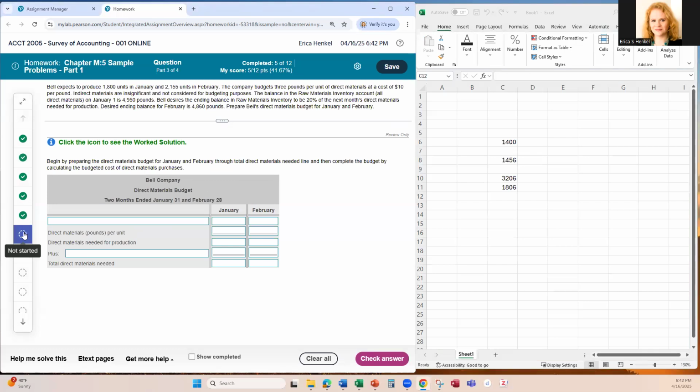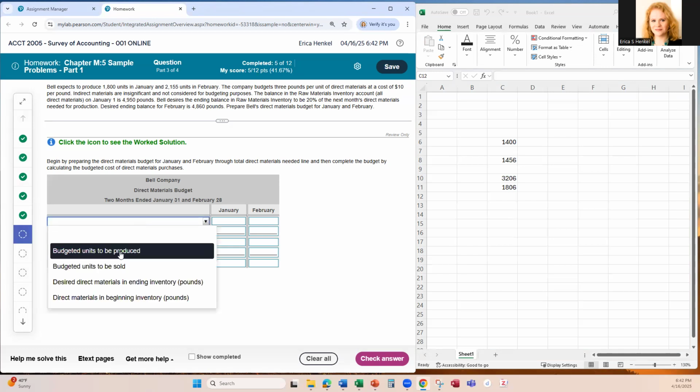Okay. So we're cruising through these here. For the next problem, we need to prepare a direct materials budget. So we need to incorporate how many units we're going to be producing, and we need to take that and multiply it out times the number of units of raw materials and labor that are going to be needed for production. So for this one here, we need to start off with our budgeted units to be produced.